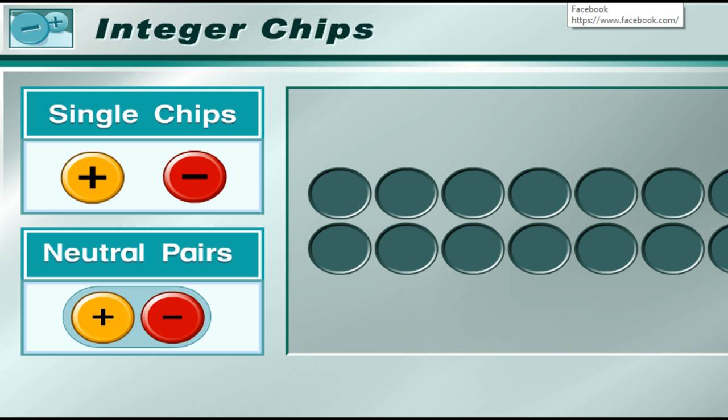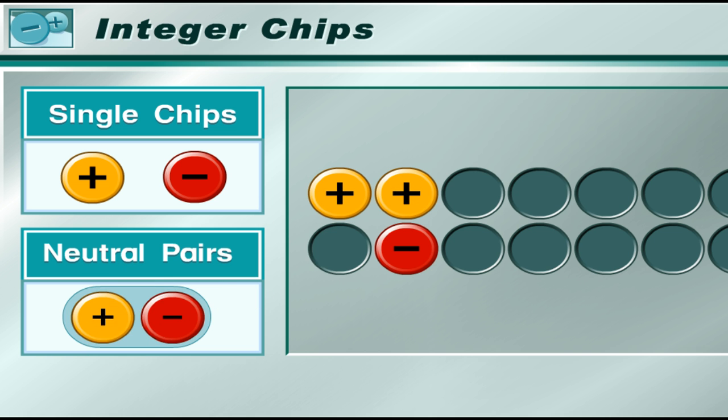Let's look at that same problem using the virtual chips. We had 1 minus negative 2. So we start with 1 positive chip. Now since I want to subtract negative 2, I'd like to take 2 negative chips away from this, but I don't have 2 negative chips. So what I'm going to do is add in 2 neutral pairs so that I have 2 of those negative chips to take away. Now I can subtract the 2 negative chips, and that leaves me with 3 positive chips. So 1 minus negative 2 is positive 3.